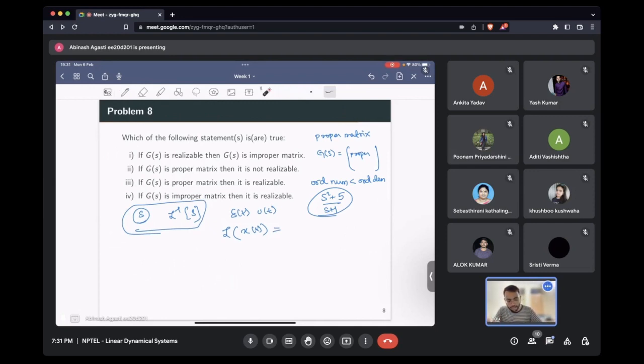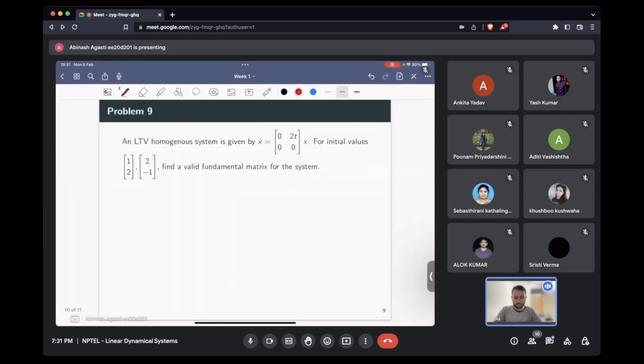So if G of s is a proper matrix, only then is the system realizable. In every other case, if G of s is realizable, then it also has to be a proper matrix. It cannot be an improper matrix. If it is a proper matrix, it is always realizable, which is this option. And if it is an improper matrix, then it is not realizable. So the only correct option is this. If this is clear, then we can move forward.